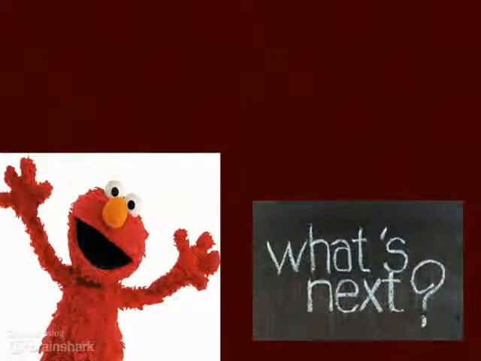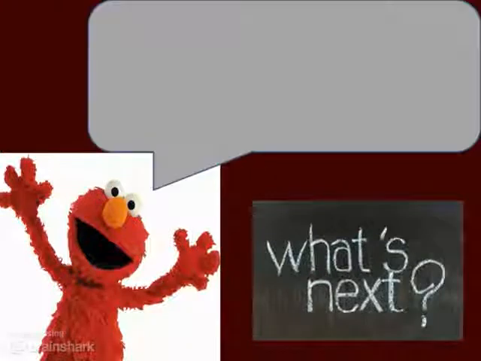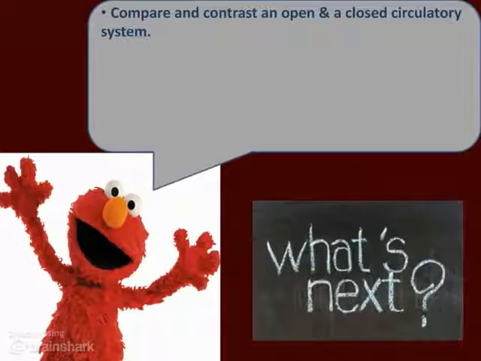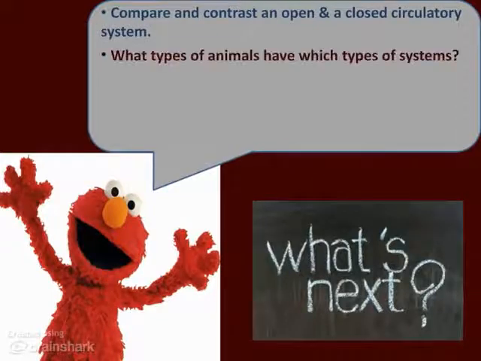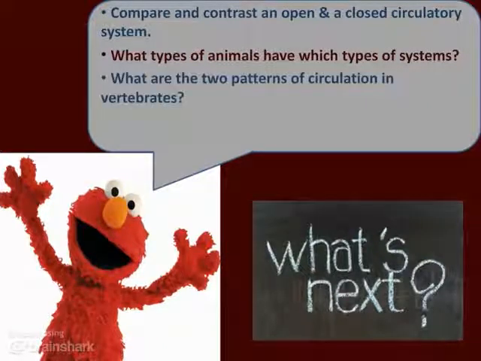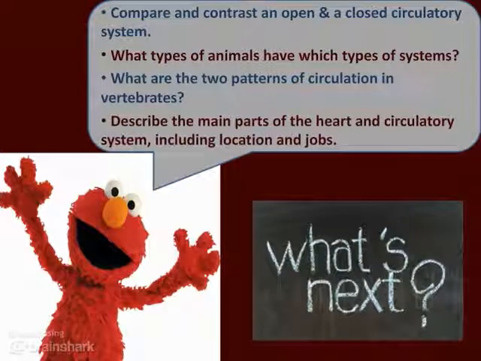So, what do you need to take away from this presentation? Well, you need to be able to compare and contrast how open and closed circulatory systems work. You need to be able to give examples of which animals have which types of systems. You need to be able to describe the two patterns of circulation found in vertebrate animals. And you need to be able to describe the main parts of the heart, and the main parts of the circulatory system, including where they're found and what they do.